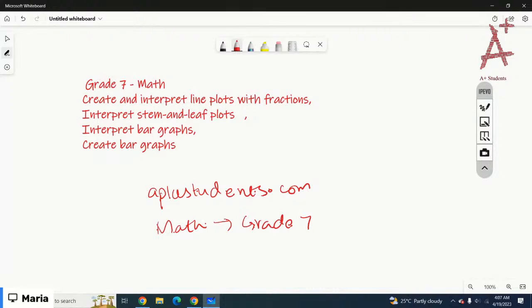The lessons we're going to cover today are create and interpret line plots with fractions, interpret stem and leaf plots, interpret bar graphs, and create bar graphs. Let's just start with the first lesson, that is create and interpret line plots with fractions.